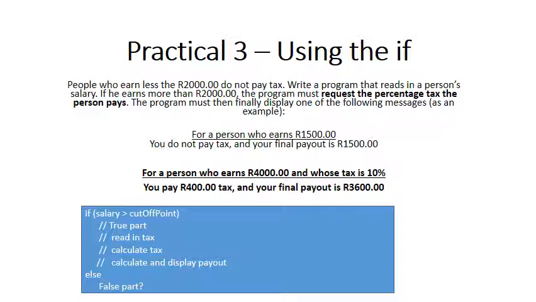Okay, so when one has an if statement, you have a true part and a false part of that statement. So you now need to go through your question and say to yourself, what happens in the true part and what happens in the false part? Now I've bold-faced everything in the question that has to do with the true part. If the person earns more than 2,000 Rand, you need to request the percentage tax the person needs to pay. So you need to request a percentage tax from the user, read in the tax, and then you need to calculate that tax, and then you need to calculate and display the payout. What is the final amount that will be paid out?